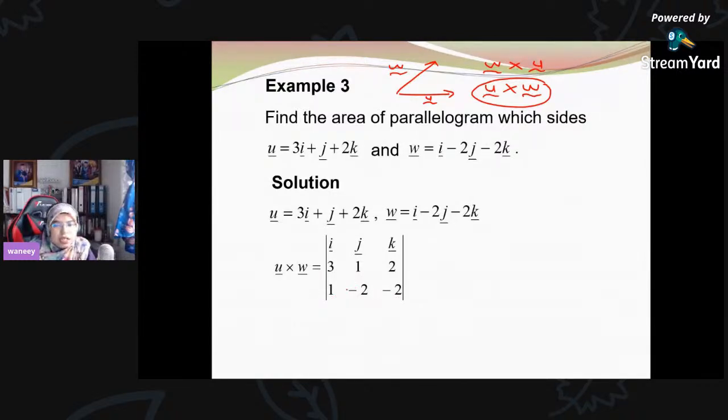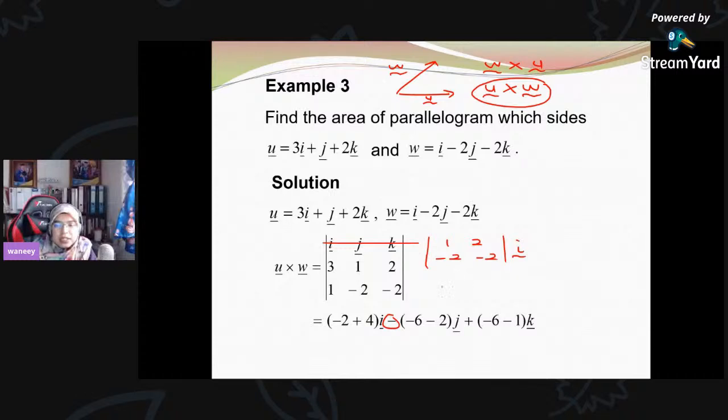And then in order to calculate u cross w, we have to expand along the first row. So firstly, delete first row first column, first row second column, first row third column. Deleting first row, first column first, we are going to get 1, 2, negative 2, negative 2. So this is for the i. And then minus the j, deleting first row, second column, so we are going to get 3, 2, 1, negative 2. And then plus for first row, third column, those are 3, 1, 1, negative 2. So this is for k.